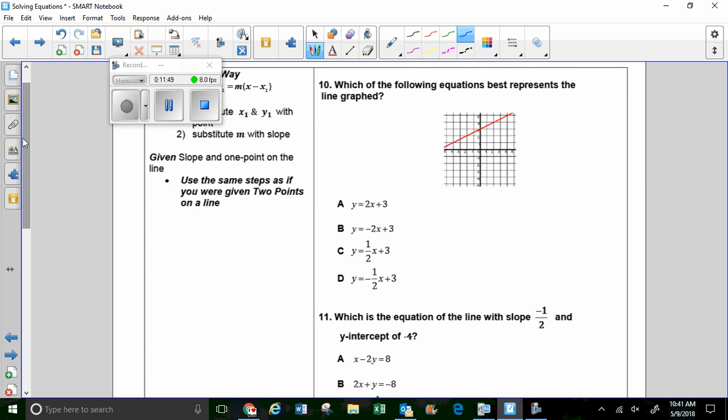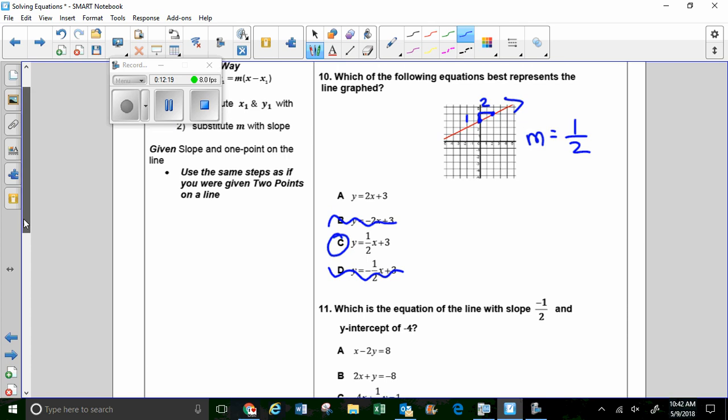So it says, which of the following equations best represents the line graph? Well, one thing I noticed is that it's a positive line. It's moving in the positive direction. So that already eliminates B and D because those don't have positive slopes. And then I noticed that, okay, let's go ahead and just pick 2 points and find the slope. So rise over run shows me that I went up 1 over 2. So the slope is going to be a positive 1 over 2, which gives me C.